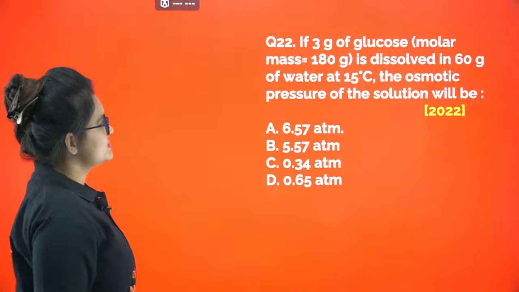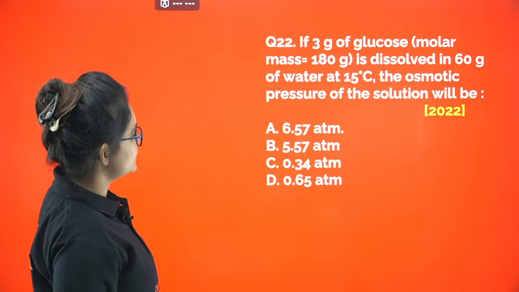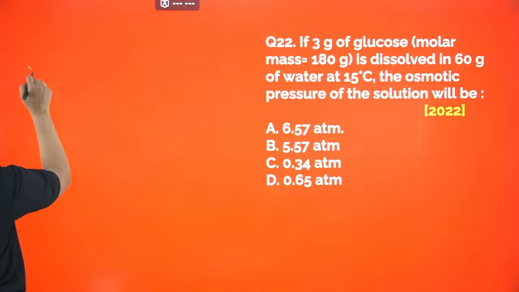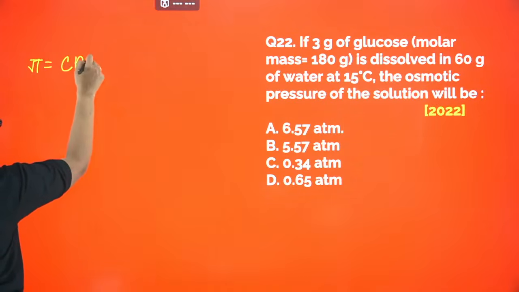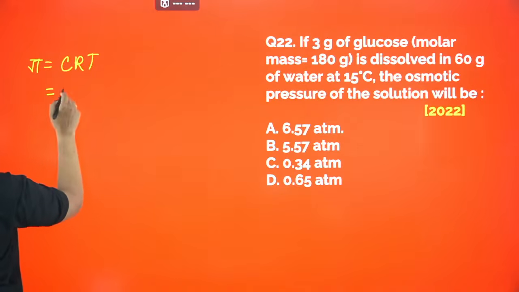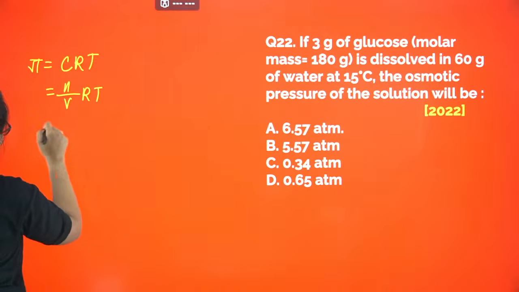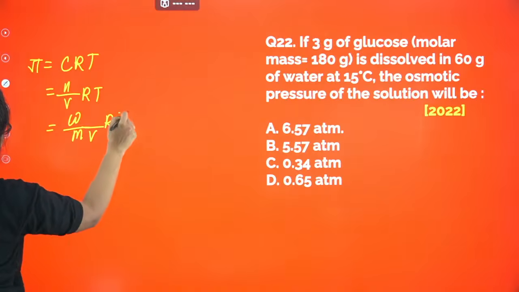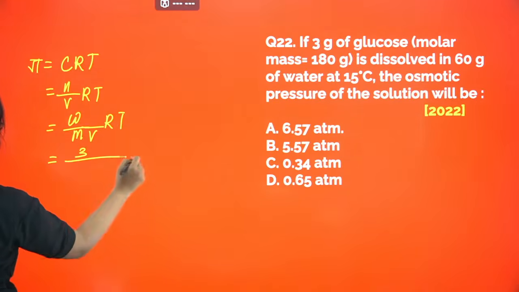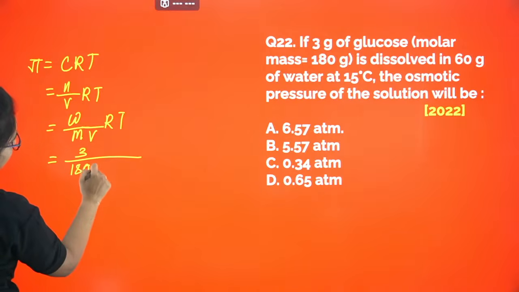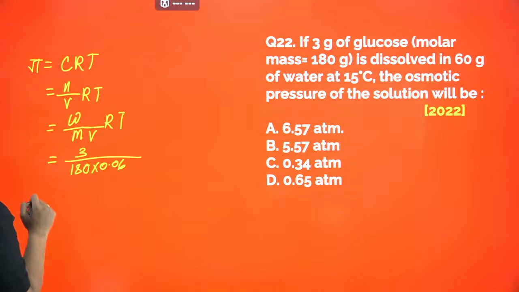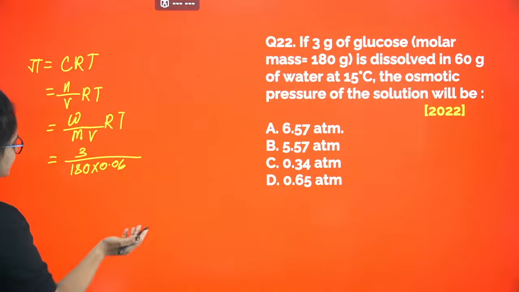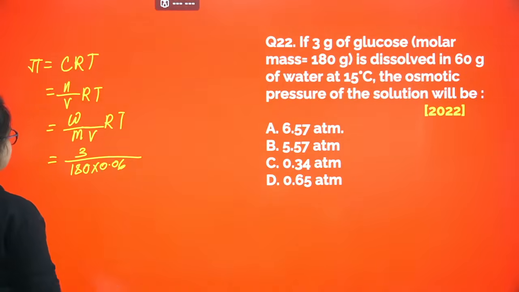If 3 gram of glucose is dissolved in 60 gram of water at 15 degrees Celsius, find the osmotic pressure of the solution. That's a super easy question, I guess. So directly I'm going to apply the formula, pi equals CRT. So I can write n by V, RT. n I can write as W by M, right? W by M into V, RT. Now just put the values, 3 divided by 180 into 0.06, because 60 gram of water, the density of water is 1, so the volume you can write as 0.06 liter.